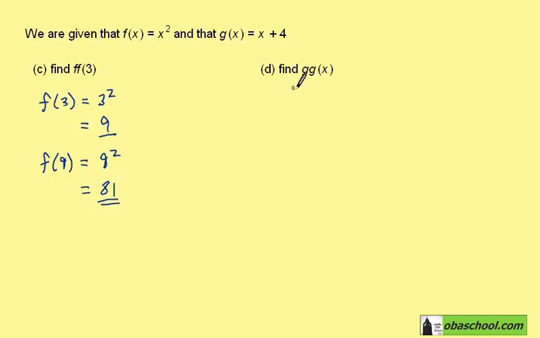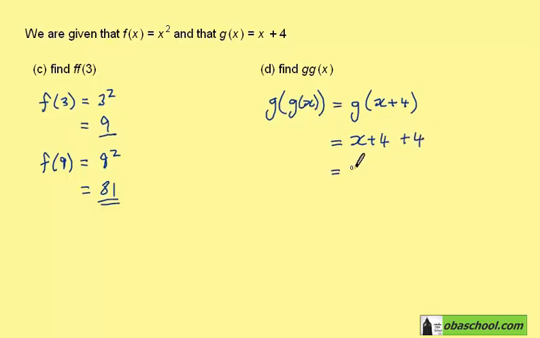We now want to find g of g of x. So we do g and then g again. So we have g of g of x. G of x we know is x plus 4, so we're doing g of x plus 4. The function g just takes whatever the input is and adds 4 to it. The input here is x plus 4, so we have x plus 4 and then we just add 4 to it. So the answer here is x plus 8.